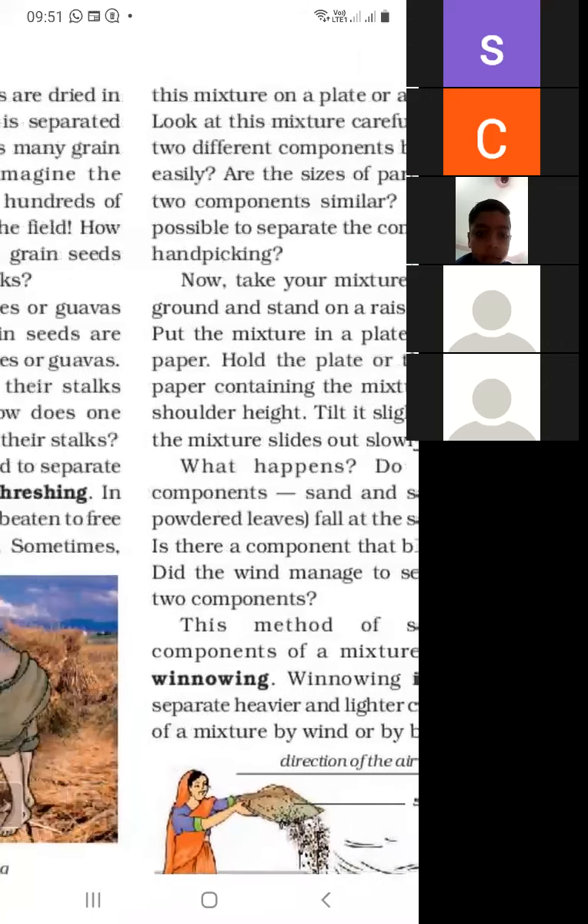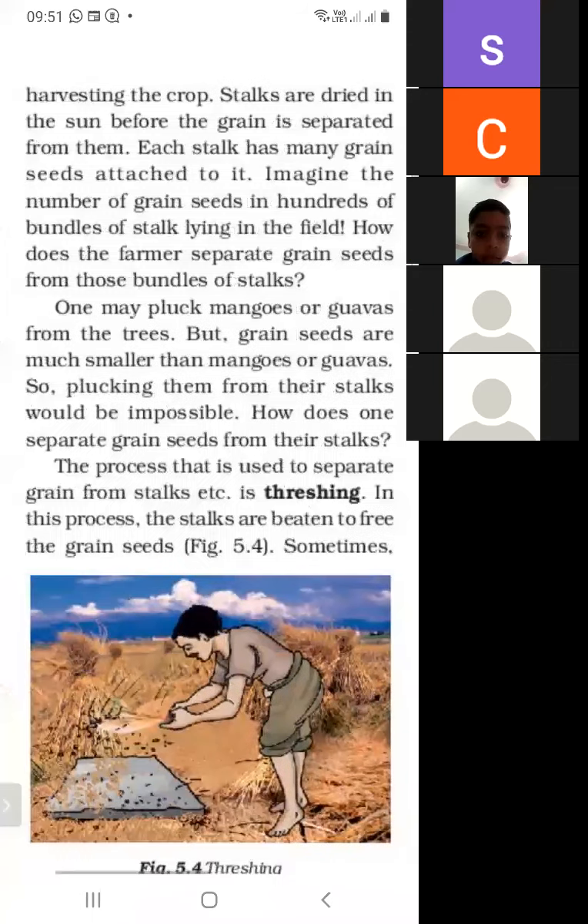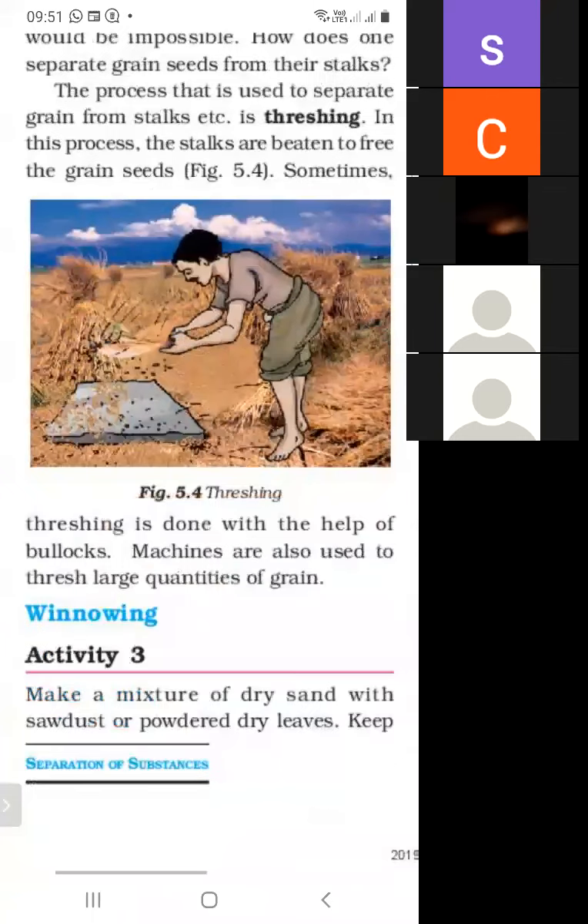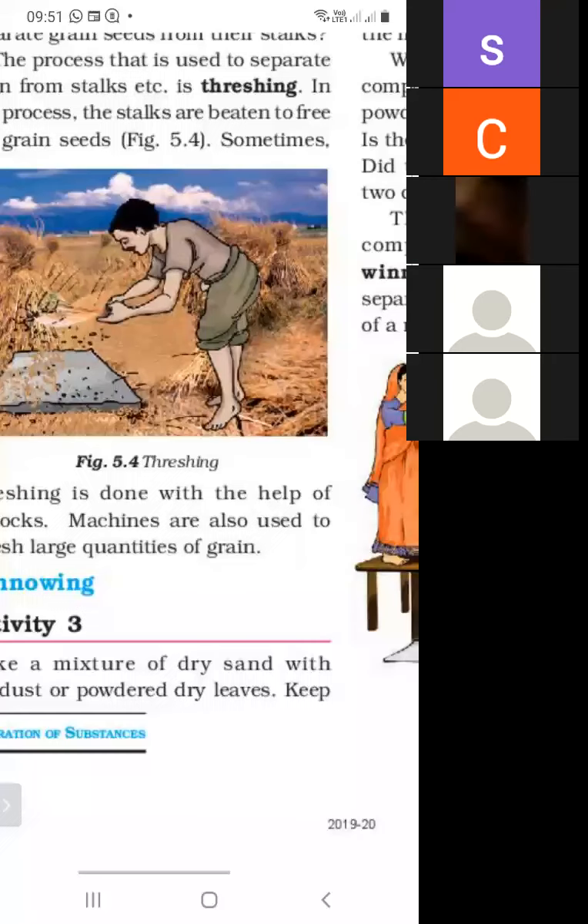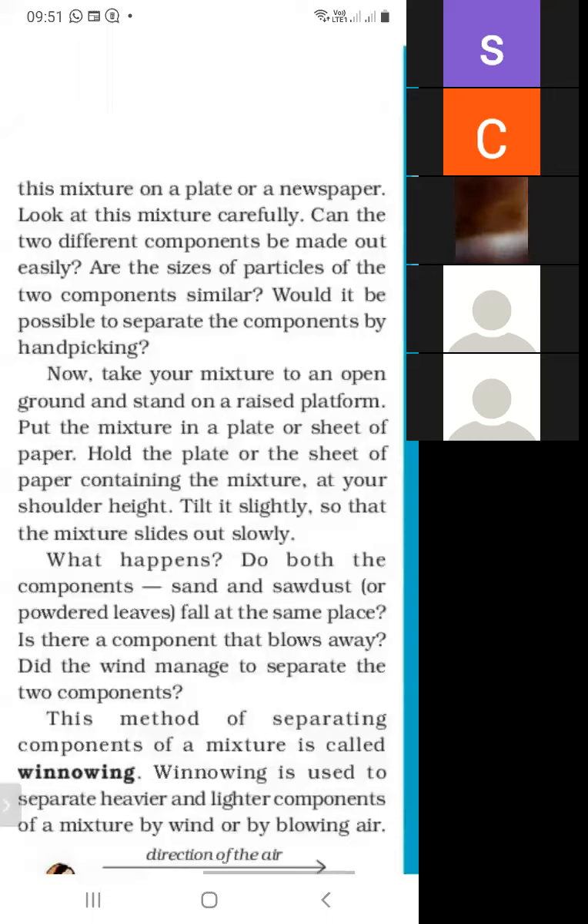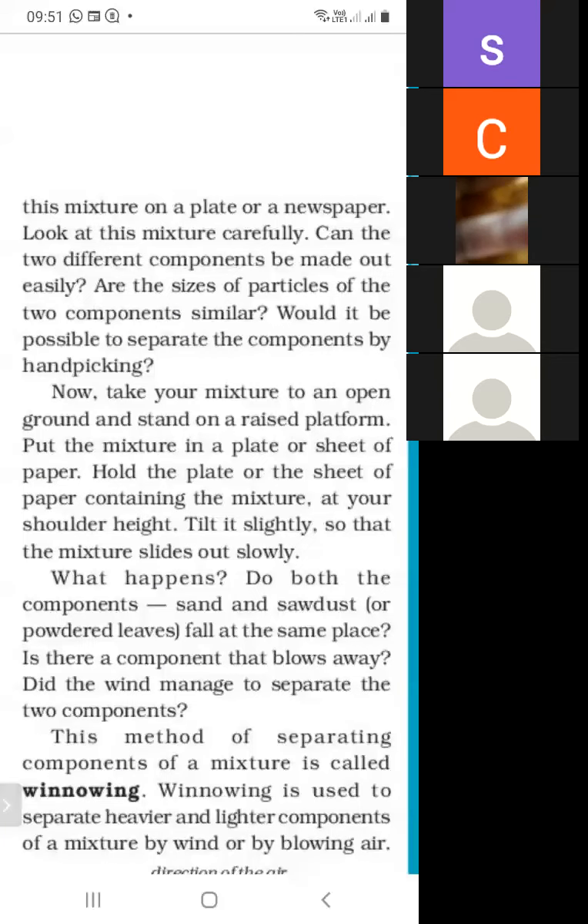So firstly, we will make the mixture of dry sand with the dry leaves. The size of the dry sand is very small, and the dry leaves are bigger as compared to the dry sand. So how can we separate them? Can the two different components be made out easily?